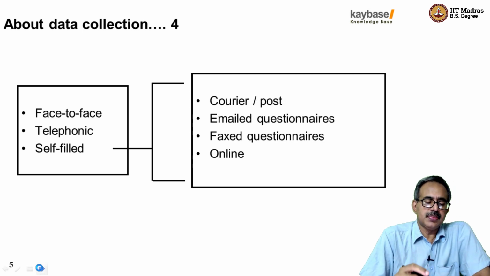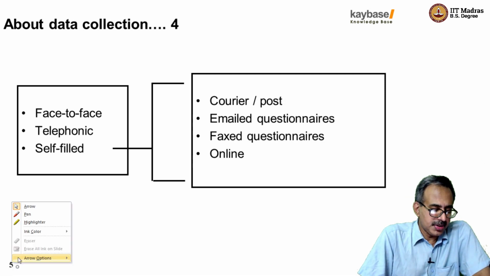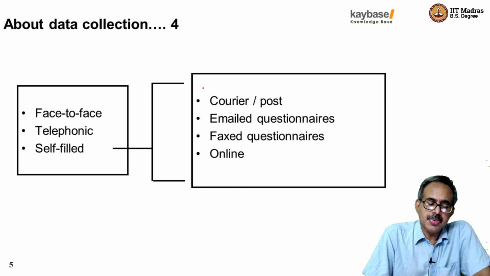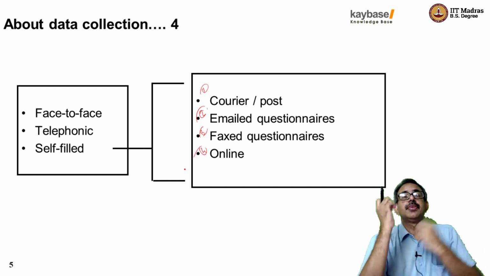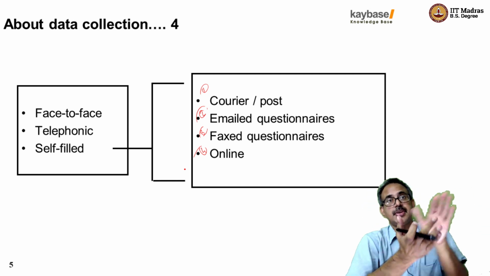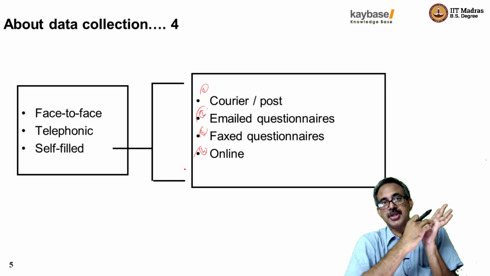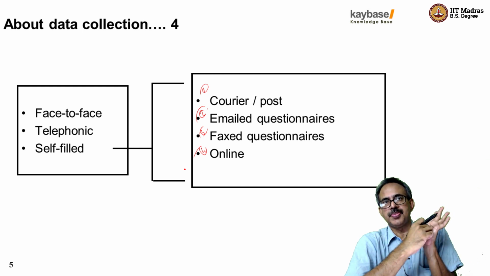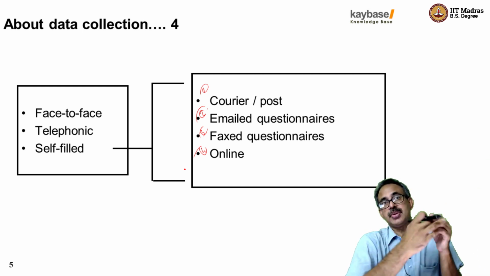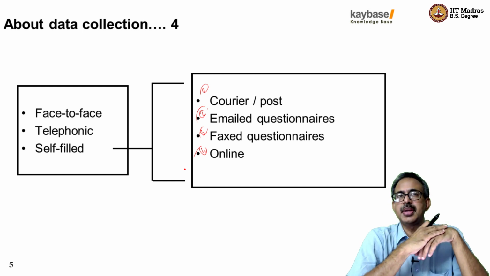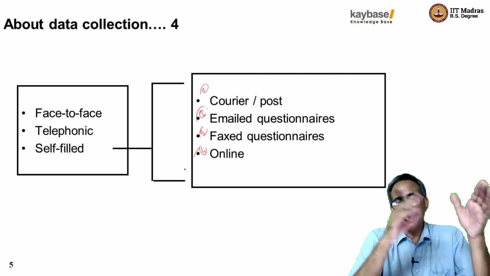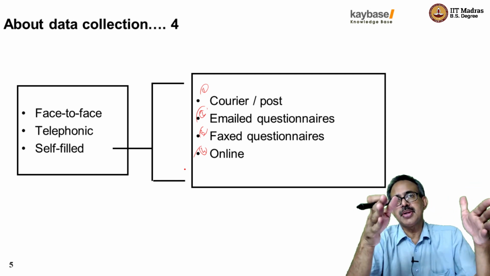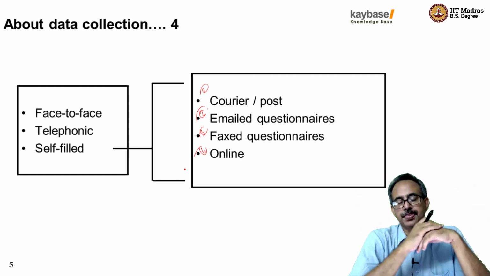So self-filled up, again, there are multiple options. Number 1, number 2, number 3, number 4. You can courier a questionnaire to a person, or you can send it with post in a nice envelope, and you can give them a self-addressed envelope with a stamp, so they can post it back to you. This used to be done quite a bit at one time. You can email a questionnaire to a person as an attachment or in the mail body itself, so that the person can type in the answers and send it back to you.